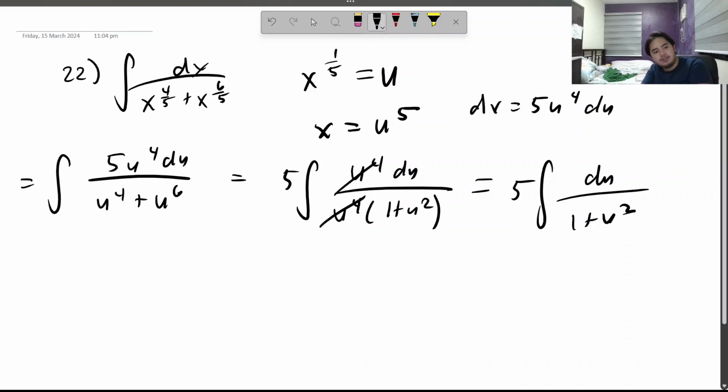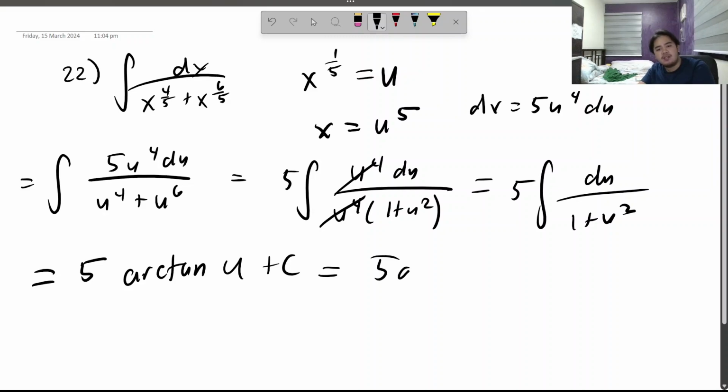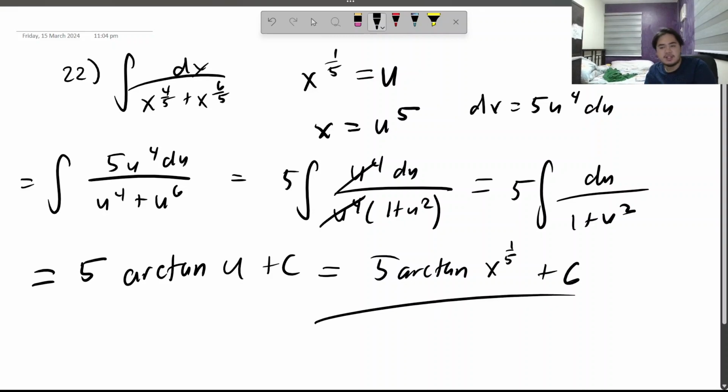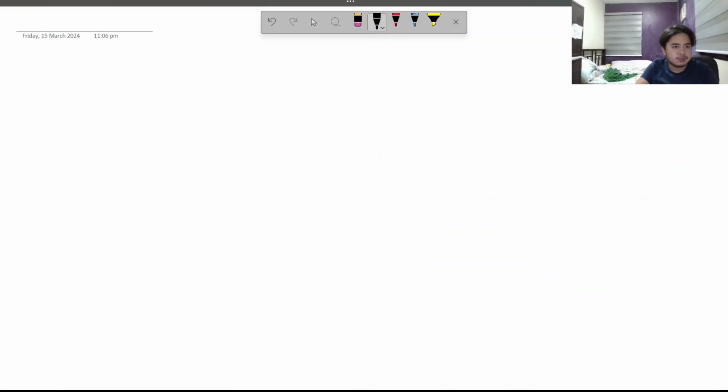And look at that. That is the basic arctangent integral. And you can use u plus c. So 5 arctangent u, and u is x to the 1/5, so 5 arctangent of x to the 1/5 plus c. That's the answer. Nice. Question number 23: the integral of dx over x plus square root of x.